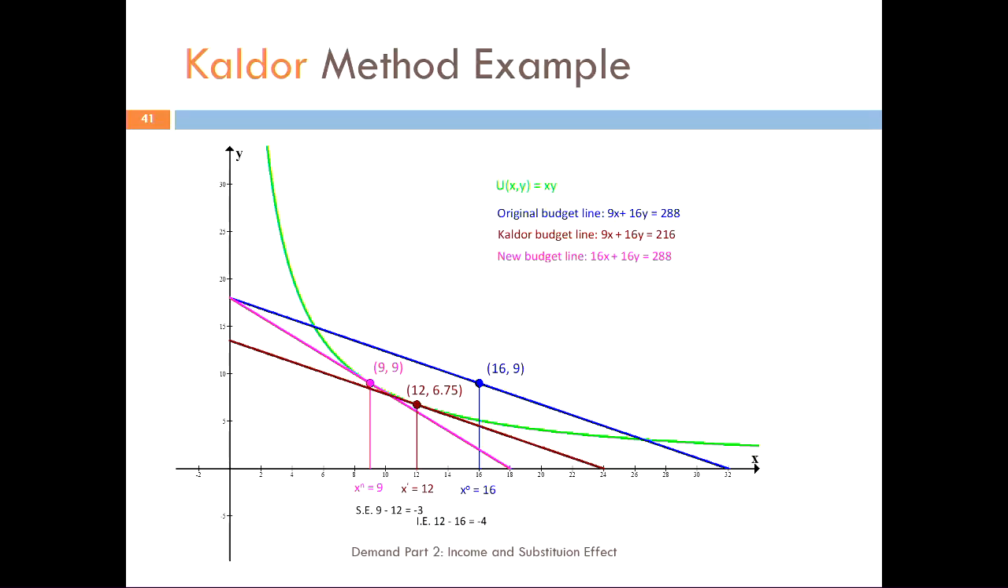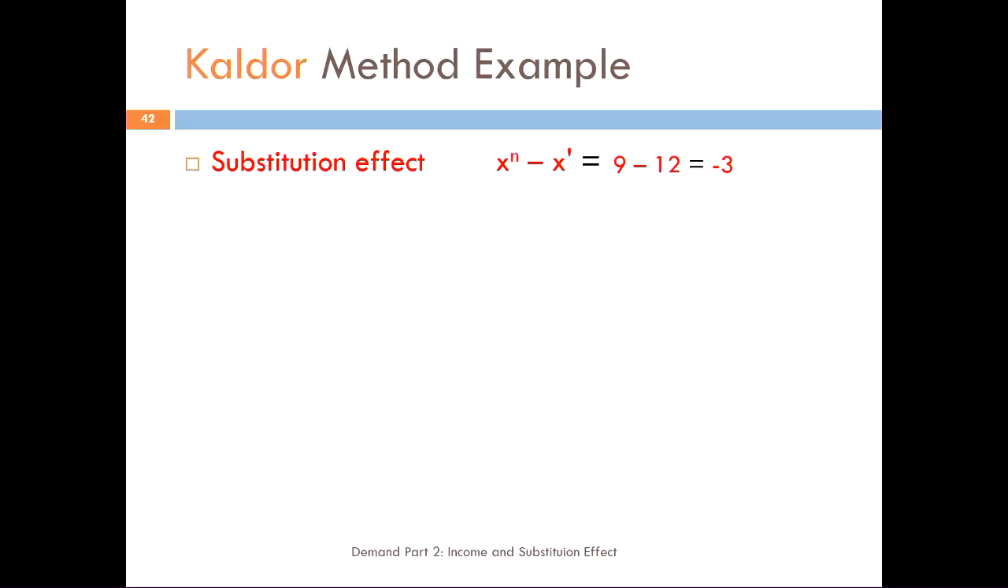Okay? So don't get caught up in the definition xn minus x prime, because for the Hicks method, xn minus x prime is the income effect. Here, xn minus x prime is the substitution effect. Right? You have to think of it in terms of the diagram to figure out which is the substitution effect and which is the income effect.